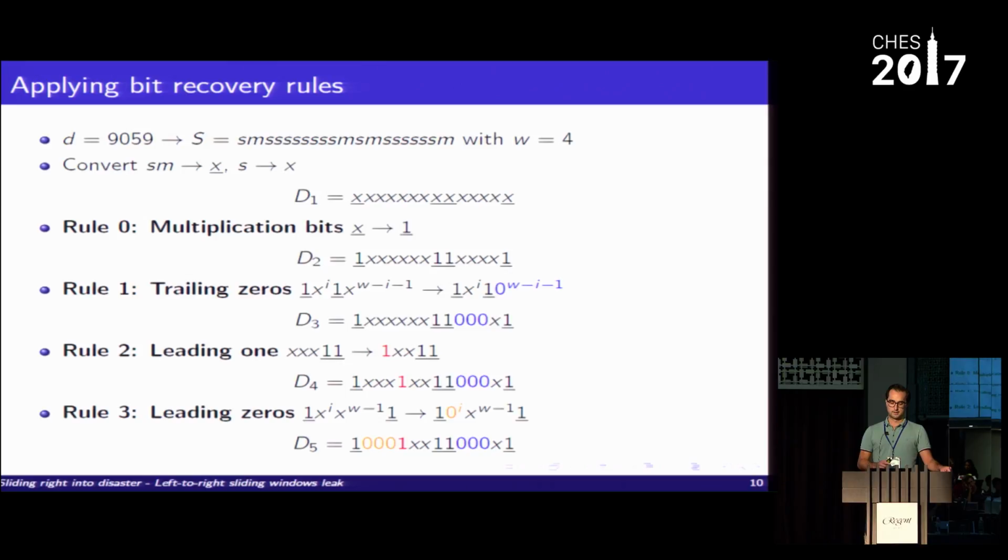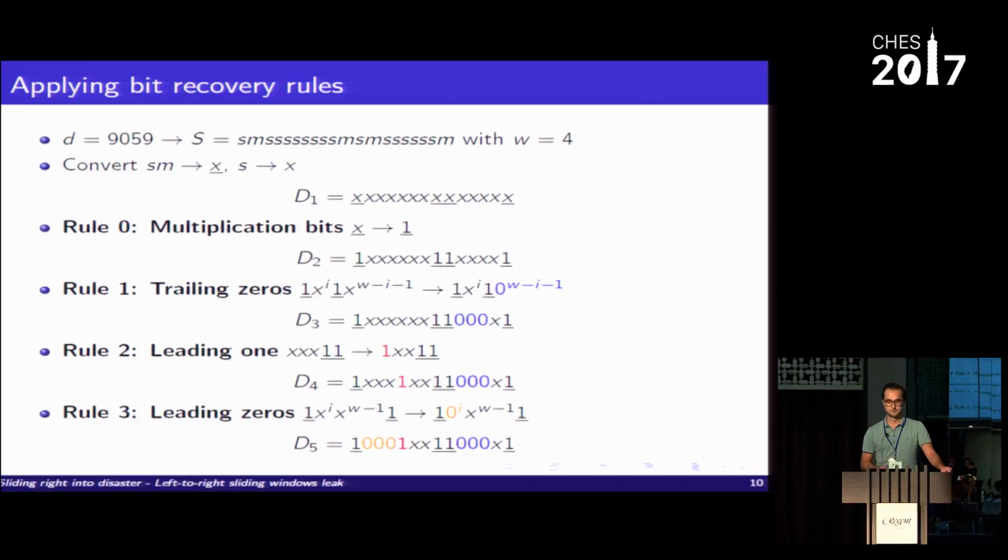And third, leading zeros basically means if you have a large gap between two multiplications, you know that there were zeros in between. Now, rule zero and rule three both apply also to the right-to-left method, but the left-to-right method also has rule one and rule two, which makes up for a big difference.